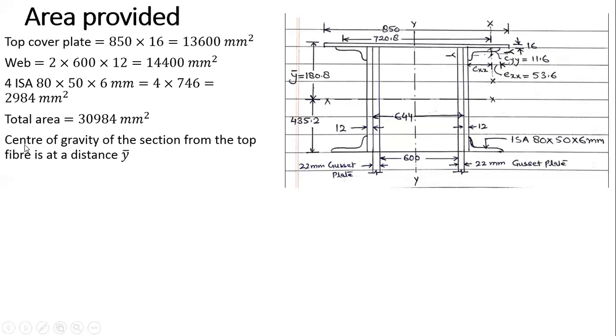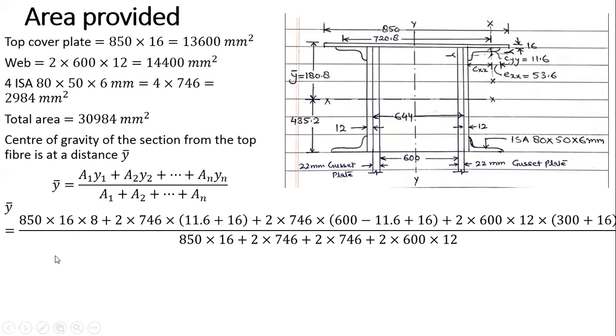Okay. Now I have to calculate the center of gravity of the section from the top fiber. Center of gravity of this section from this top fiber. I have to calculate first Ixx, then Iyy, and see which one is maximum. Okay. Then we calculate L by R ratio. Okay. So this is my Y bar from this top fiber. So this is the formula. Just I put everything here. A1 is first I took the plate here. So 850 into 16 into half of this 16 is 8. So this is my 8. So this is my A1 here and this is my Y1.